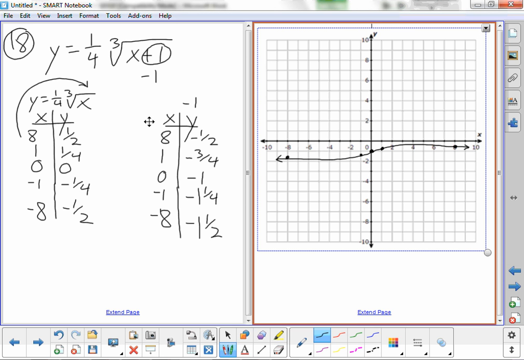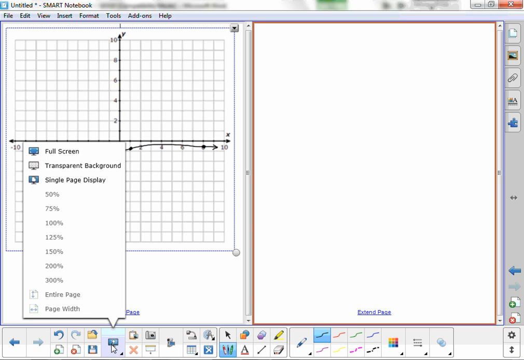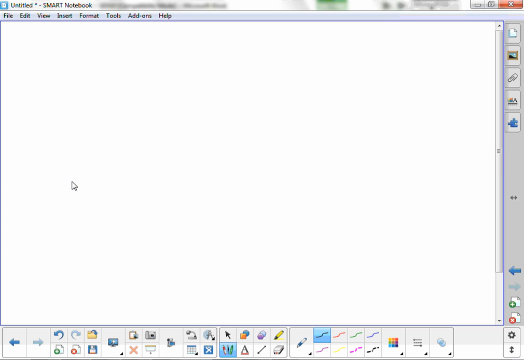Last problem, 23. I can go back to full screen for this one. So 23, you'll get the square root of 2x plus 1 equals 2x minus 3.